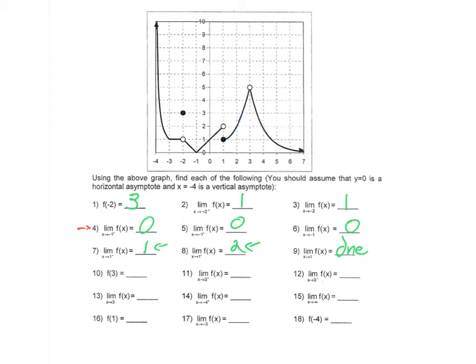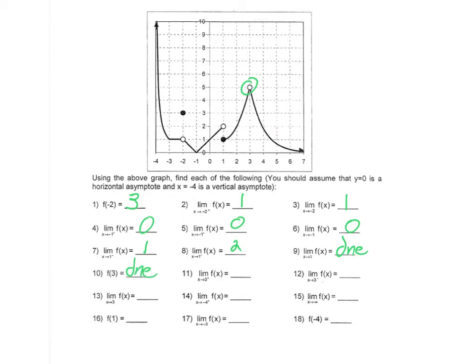Let's erase some of these arrows, clean it up. So number 10, f of 3. Notice this is not a limit question. It just asks for the value of the function when x is 3. Well, when x is 3, we're at this point up here. It actually is an open circle. And if it's an open circle, that means the point does not exist, DNE.